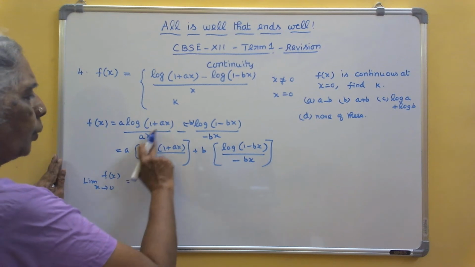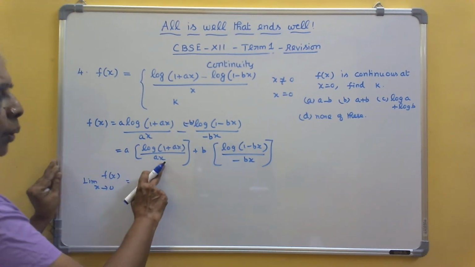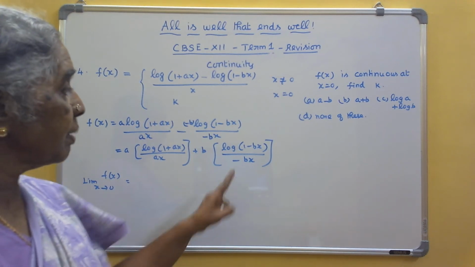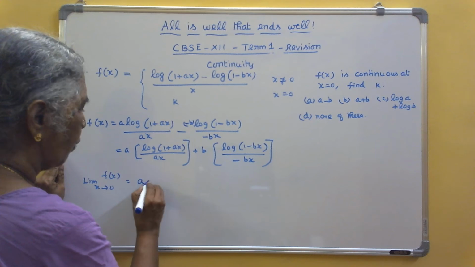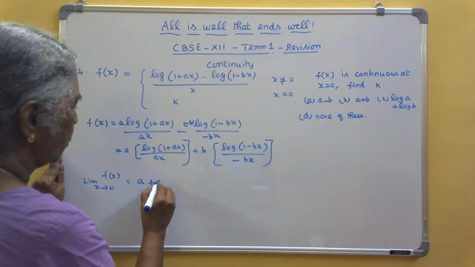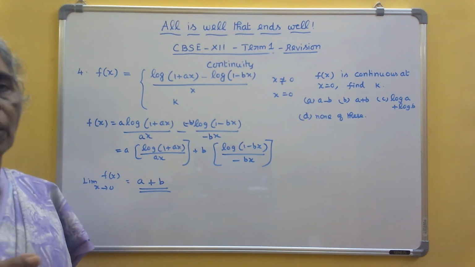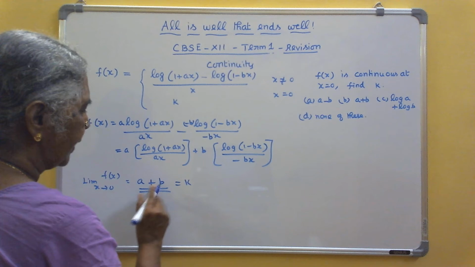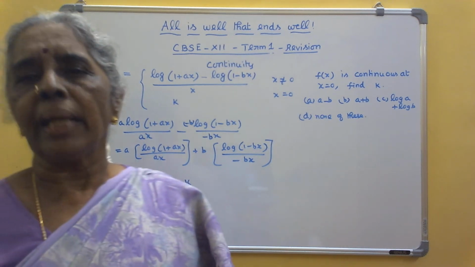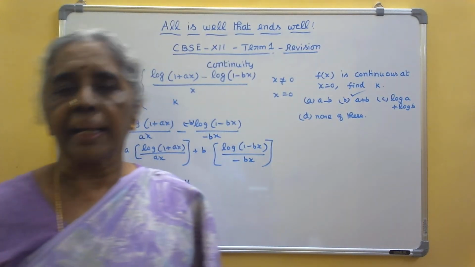So here, you know this part will become 1 when we take limit, because when x tends to 0, ax will tend to 0. Similarly, minus bx will tend to 0. So I will get a into 1 plus b into 1. So a plus b will be my LHL as well as my RHL. What is my f of 0? That is k. So I get k is equal to a plus b. So the option B is the correct one here.